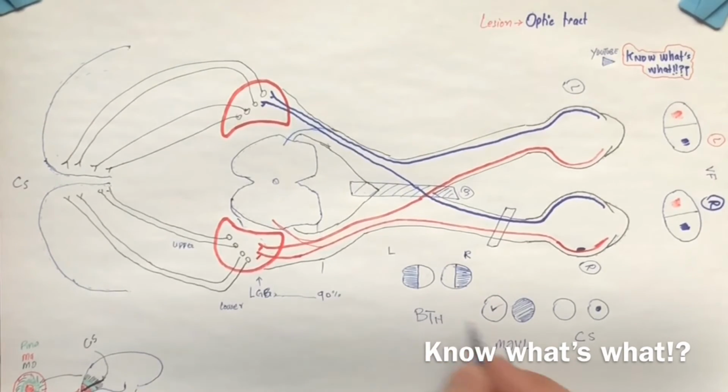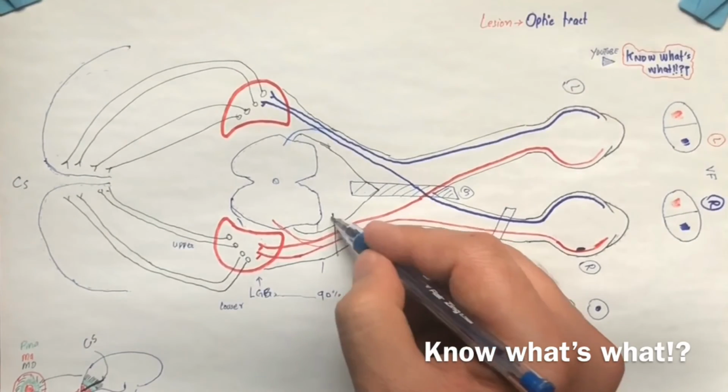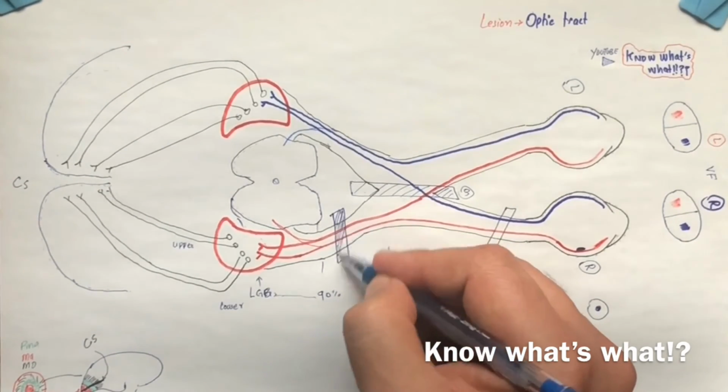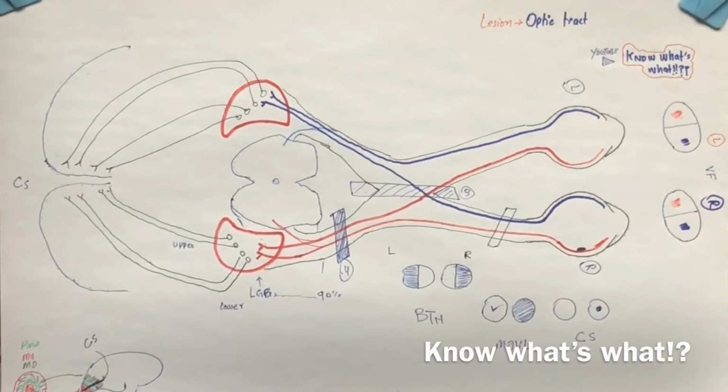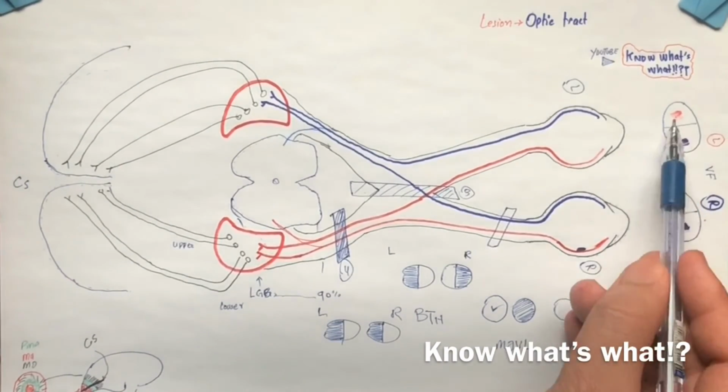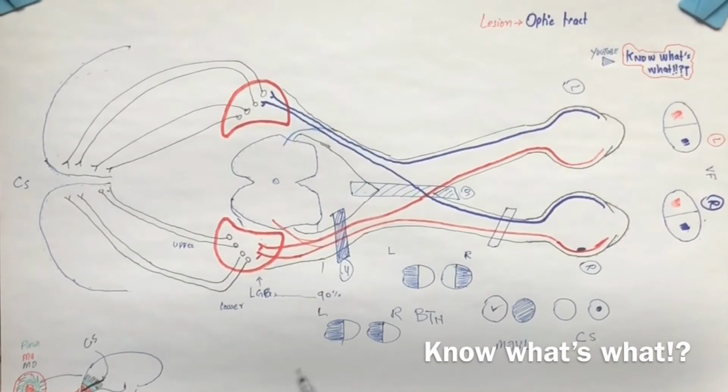Now, if we put another lesion in this diagram, it's here, and this lesion will make you lose the nasal fibers from the left eye and the temporal fibers from the right eye. So the visual field received by the right eye is the nasal visual field, right? So for the right eye, there will be nasal visual field loss, and for the left eye, it will be the temporal visual field loss, and it's called the contralateral homonymous hemianopia.